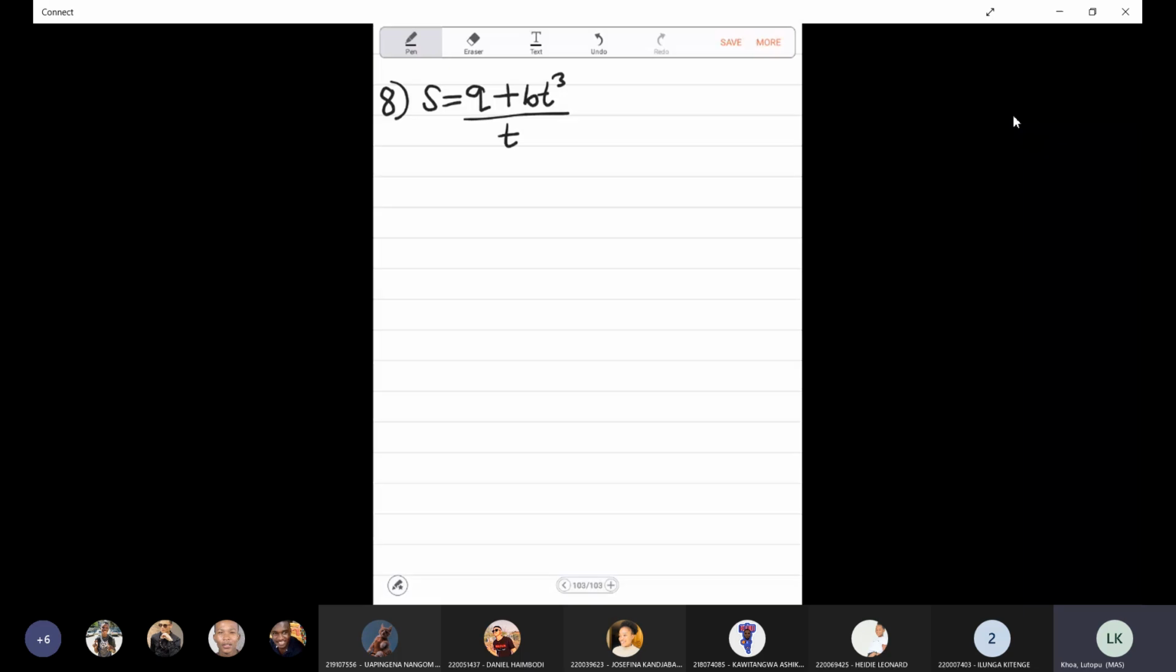So we start with the velocity v. This is s prime, and here you can use the quotient rule if you like, or you can break this up as q over t plus bt squared. So you can rewrite it as q over t plus bt squared, which might be easier to differentiate than using the quotient rule. So if we differentiate this, we get minus q over t squared plus 2b times t. That is our first derivative.